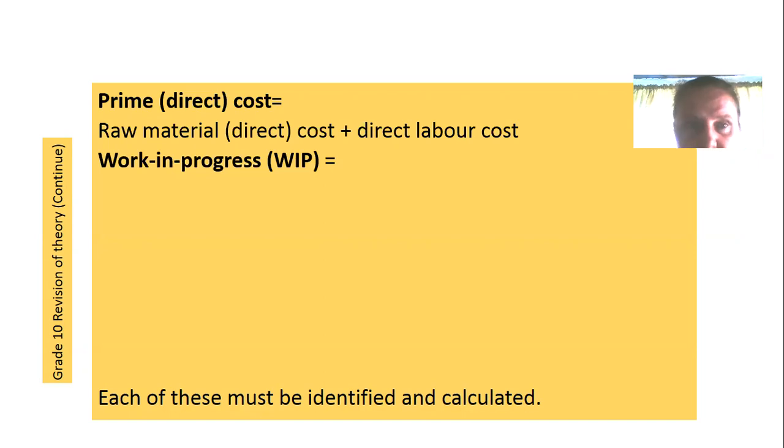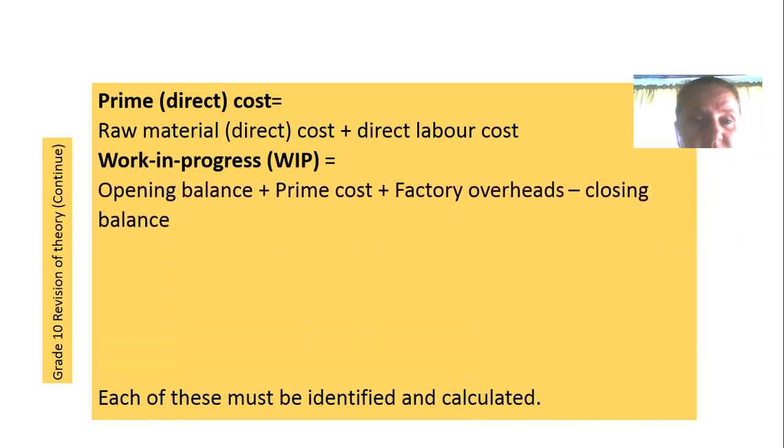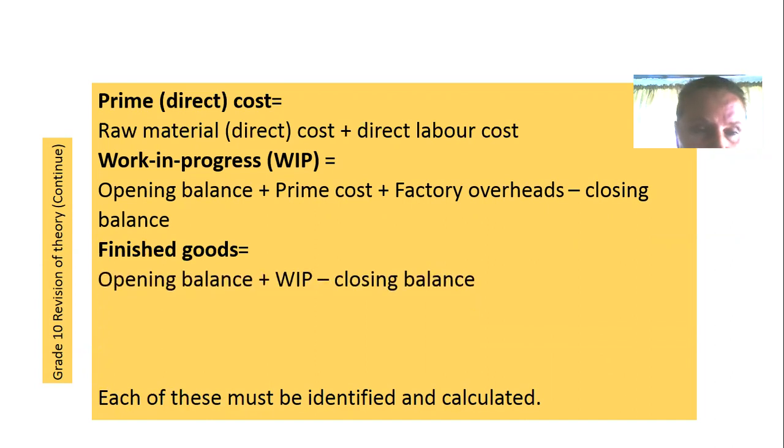Work in progress stock consists of my opening stock, plus my prime cost that we just deduced, plus my factory overheads cost, and then I need to subtract the closing balance from that figure. To get finished goods, I need to take the opening goods that I finished last period that I didn't take into account, plus my work in progress, minus my closing stock. That I now can take to my cost of sales.